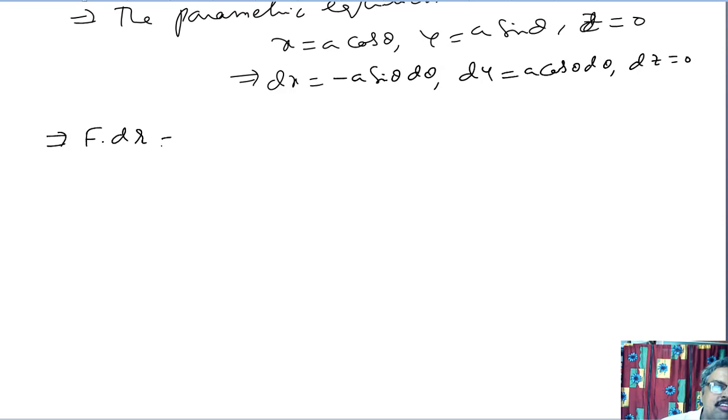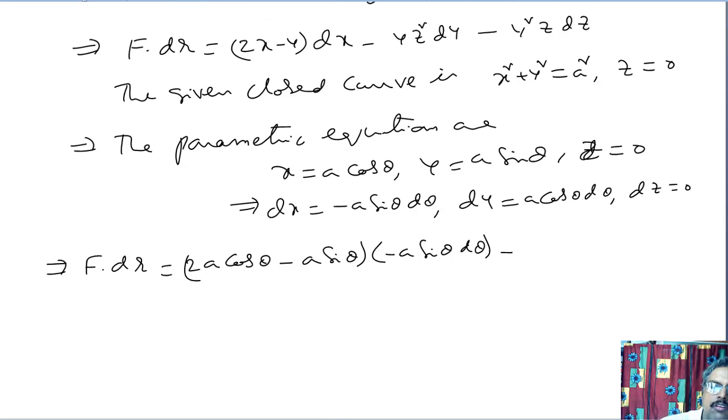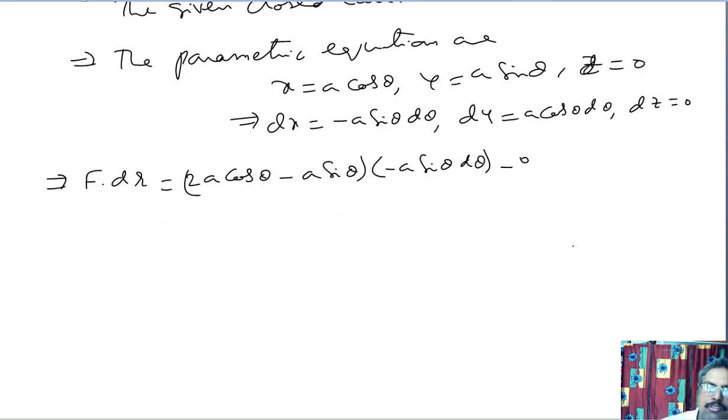Substituting all these results in f dot dr, then what happened? First, 2 into x, 2a cos theta, minus y, a sin theta, dx, minus a sin theta d theta. The second term contains z, z is 0, so the remaining terms are zeros. Now simplification.